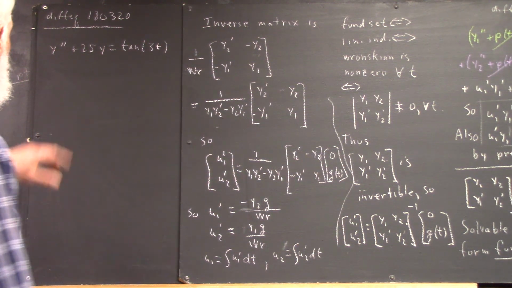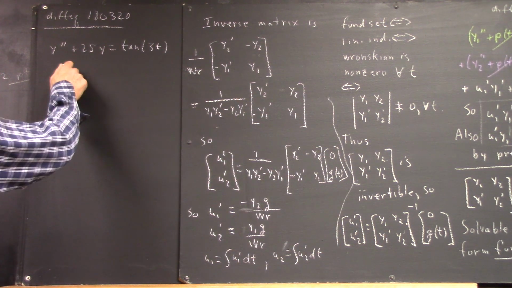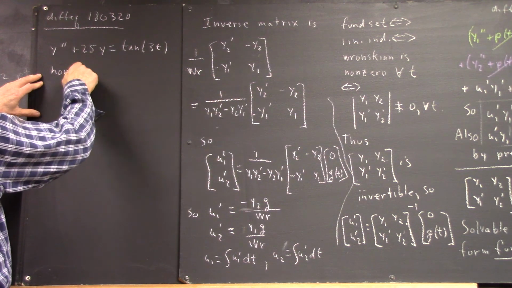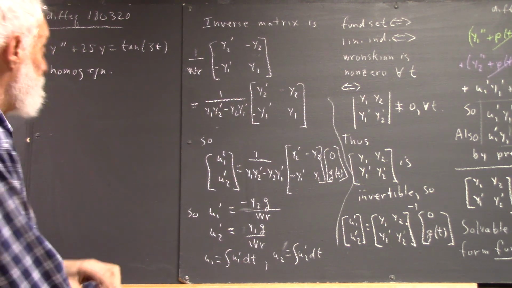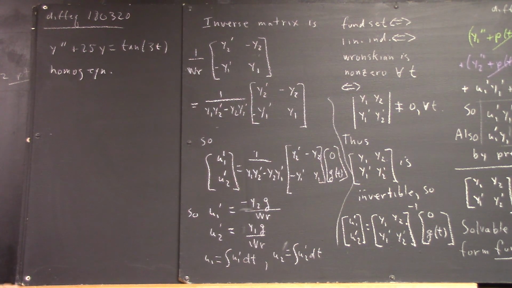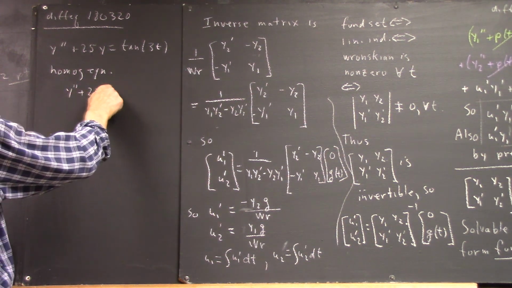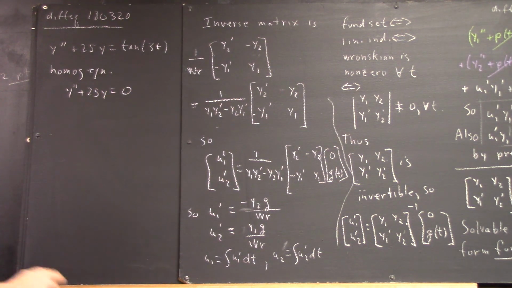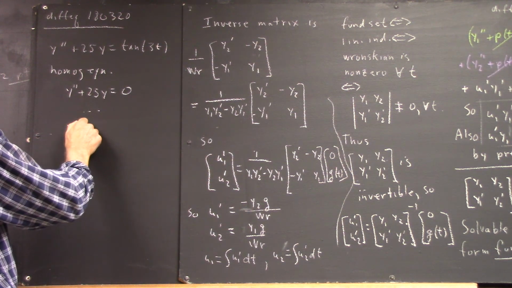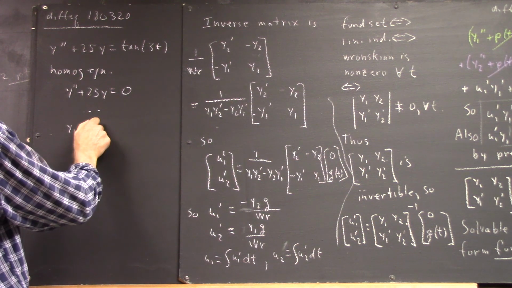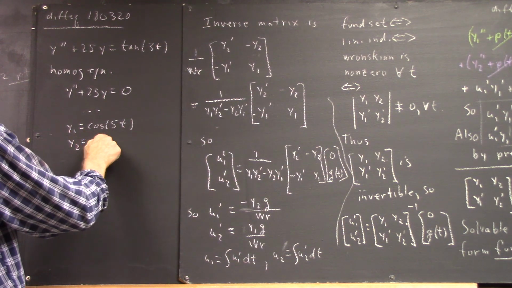Okay, so we have this equation. Then the homogeneous equation. We've got to solve the homogeneous equation, so we get a y1 and a y2, right? The homogeneous equation gives us the y1 and the y2. So the homogeneous equation is y double prime plus 25y equals 0. Well, you do the solution, and a fundamental set would be y1 equals the cosine of 5t, and y2 equals the sine of 5t.